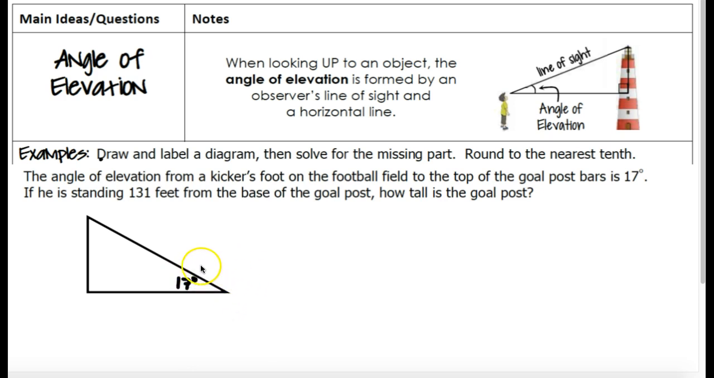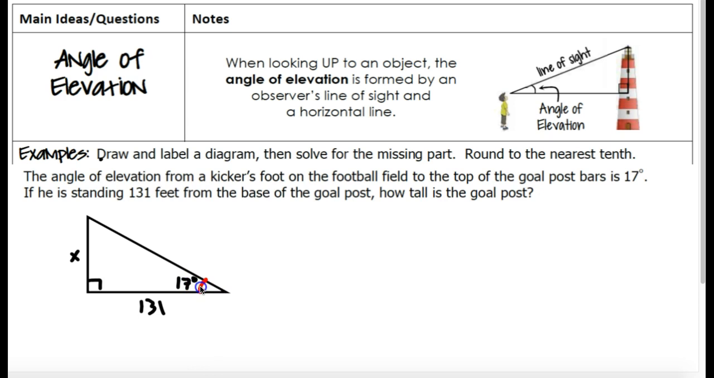Then it says the kicker is standing 131 feet from the base of the goalpost. So again, if the kicker's here, and this is the goalpost, this would be the 131 feet. From that, we want to figure out the height of the goalpost. So this would be my variable. That's what I want to find. So then, the process is exactly the same, right?